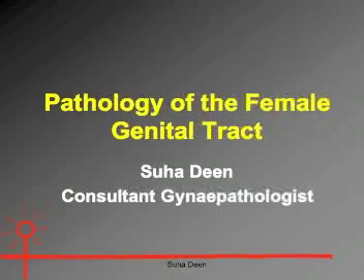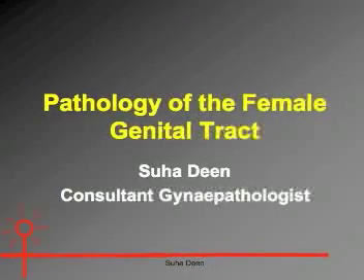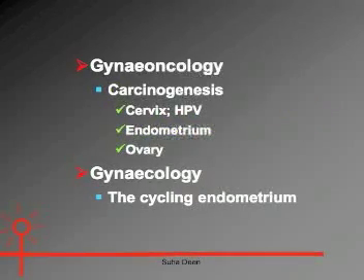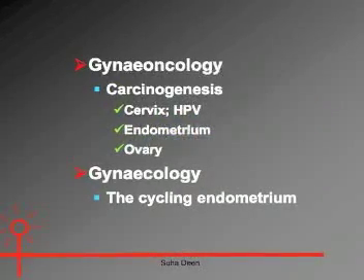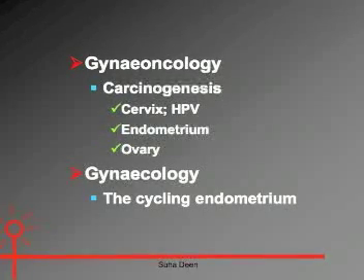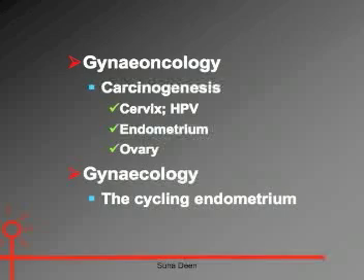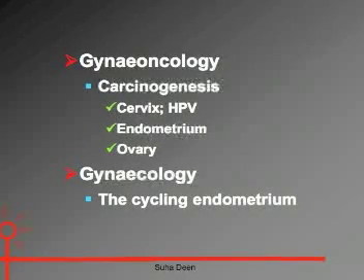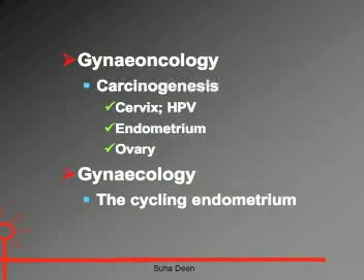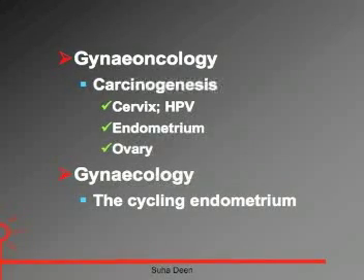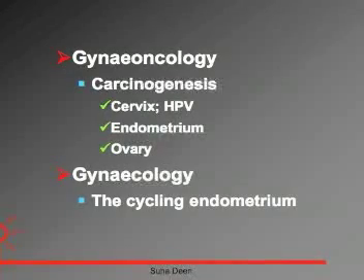We're going to talk today about pathology of the female genital tract and in particular carcinogenesis. It's good to be able to diagnose malignancies, but it's even better to be able to diagnose it at the pre-malignant stage where you can save patients' lives. We're going to talk about cervical, endometrial, and ovarian carcinogenesis, and we'll cover quickly the endometrial cycle.